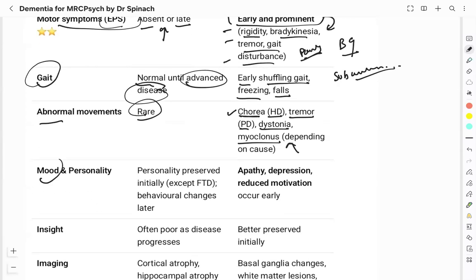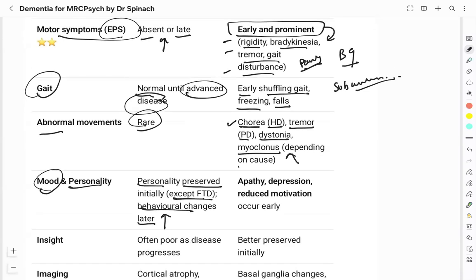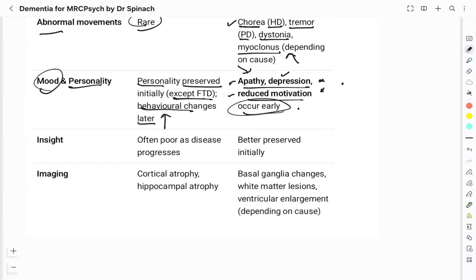Then we have mood or personality changes. Personality is usually preserved, except for FTD. Behavioral changes can occur, but they are later. Here, personality changes occur early. So we have apathy, depression, reduced motivation, which can be seen early. Insight is often poor as disease progresses, better preserved initially, but then, of course, insight becomes poor.